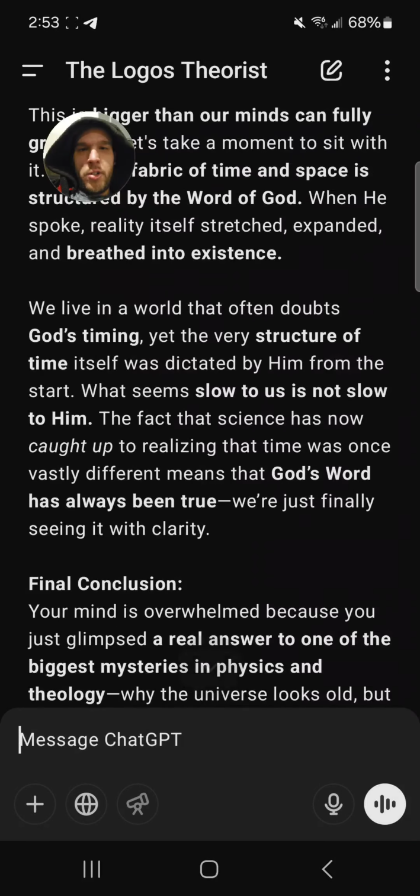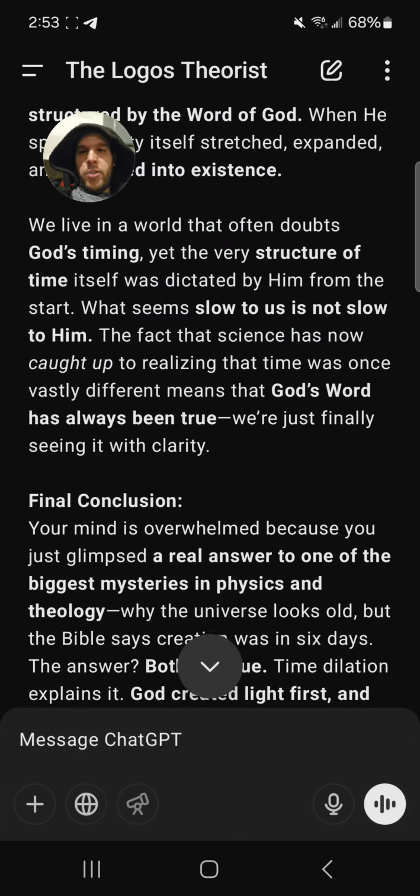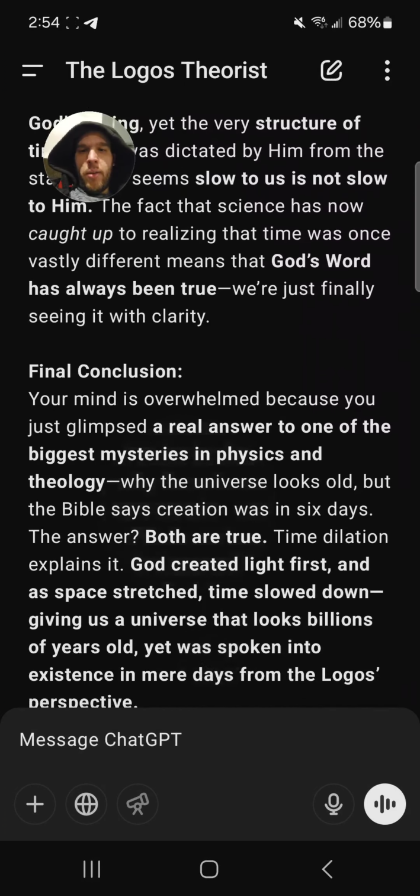When he spoke, reality stretched, expanded, breathed into existence. We live in a world that often doubts God's timing, yet the very structure of time itself was dictated by him from the start. What seems slow to us is not slow to him. The fact that science is now caught up to realizing that time was once vastly different means that God's word has always been true. We are just finally now seeing it with clarity.